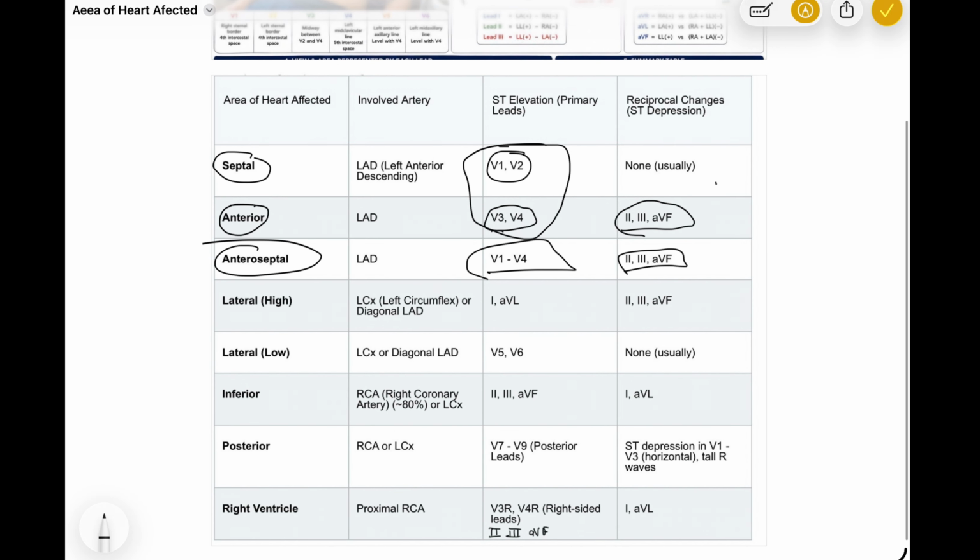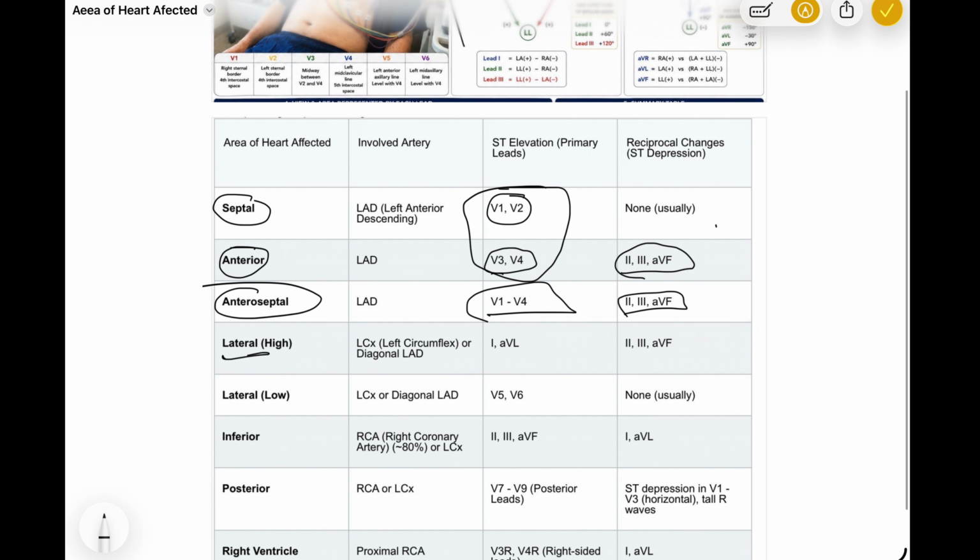Now, what do you mean by lateral high and lateral low? We will be covering lateral high and low in upcoming sessions, in the coronary circulation, where we will be studying what exactly high and low mean, right? But as of now, just remember the lateral wall. So the lateral wall is always supplied by the left circumflex artery, right? So we are going to get the ST elevation in 1 and AVL.